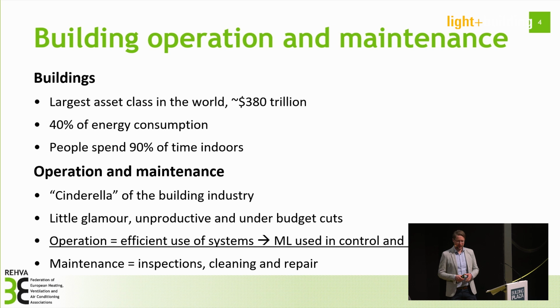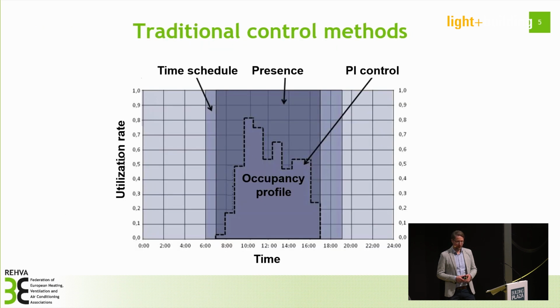So on that area, I will concentrate then more on how to use machine learning in building operations, in the two areas of building control and fault detection and diagnostics. Before going to machine learning methods, a couple of words on the traditional control methods. The typical ones that we use today are the on-off control and PI control. And here's an example from an office building where you can see on the x-axis the time and on the y-axis the utilization rate in the office building.